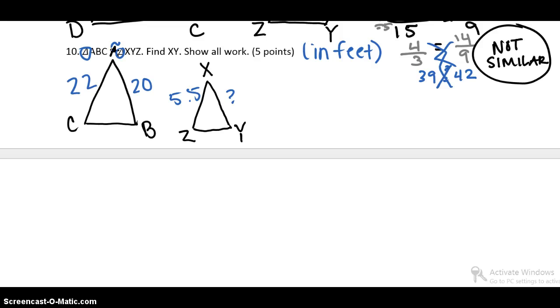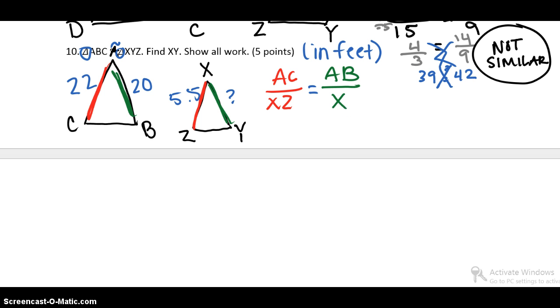So again, we're going to set up a proportion again. We're going to see which sides are corresponding to one another. So we have side AC corresponds to side XZ. I'm going to set up AC and XZ. We're going to put that equal to side AB and XY, which we don't know, so I'm going to name that X.